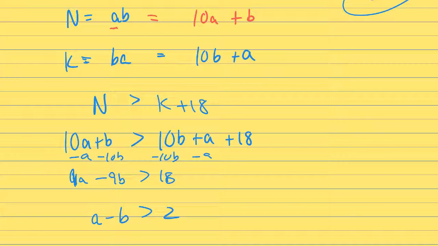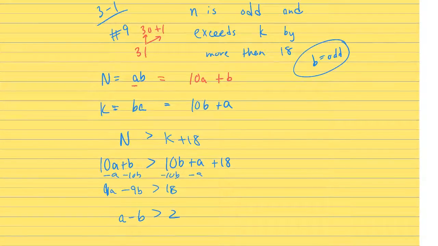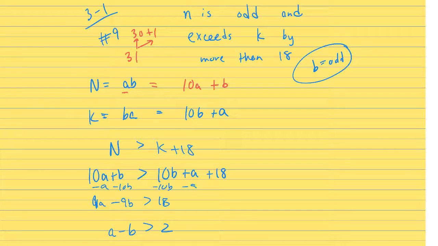So what numbers work is the question. And a can only be a single digit. Remember, a and b are individual digits. They're not two-digit numbers. So for b, you could try 1, 3, 5, 7, 9, because we were told earlier that since n was an odd number, and since b is in the units place, the units place has to be odd. So you make a table at this point and see what numbers work.